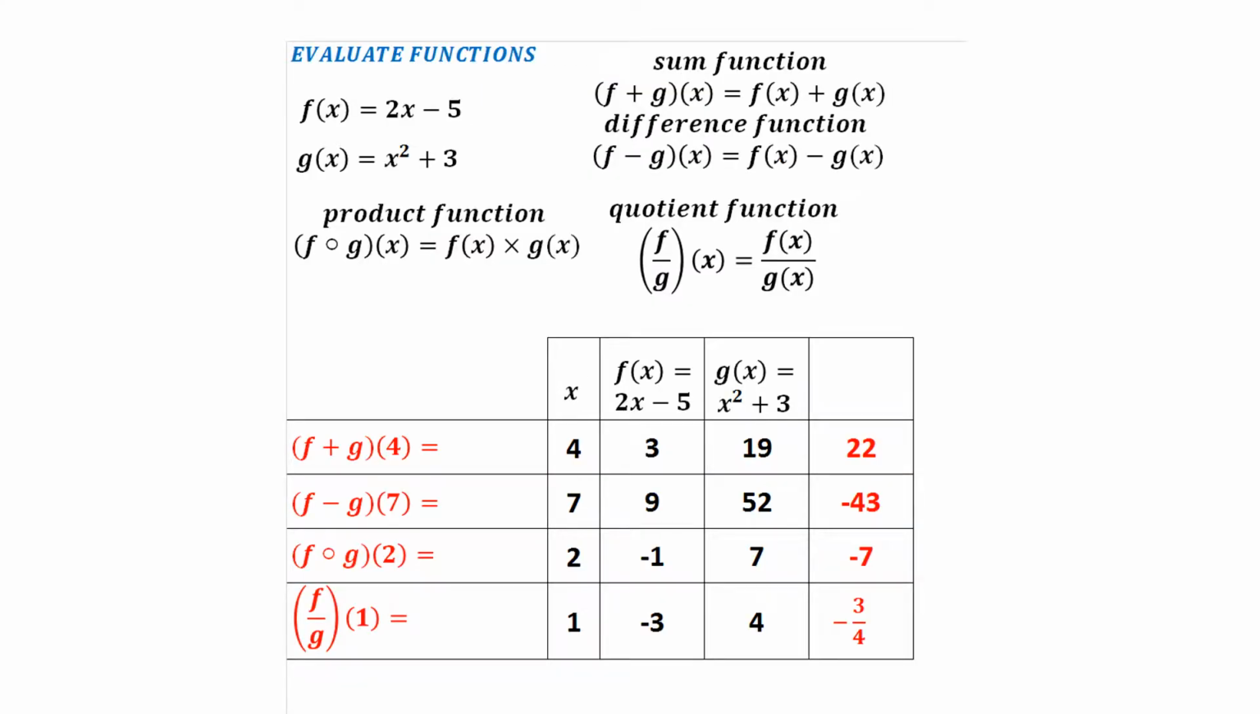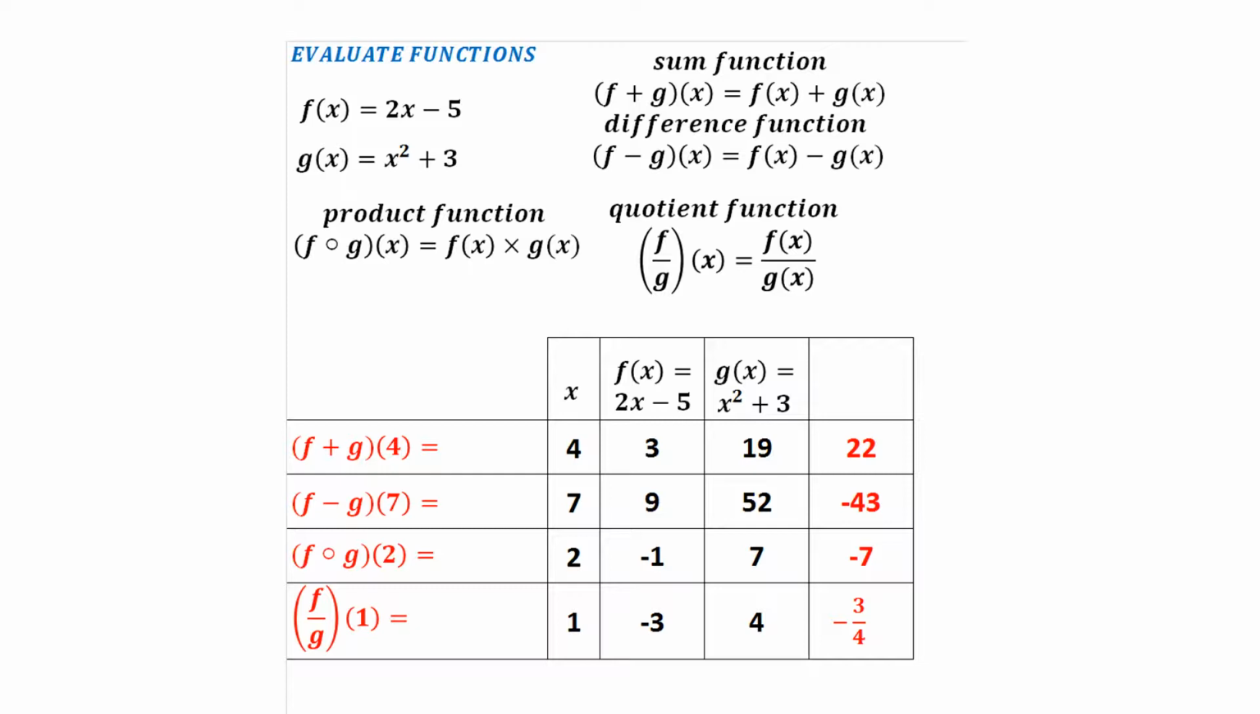Evaluate functions. We start with two functions, f and g, and we define 4 new functions, and it's relatively simple. The sum function, we see on the right, f plus g of x, is defined to be f of x plus g of x. That's the value at x. The difference function, f minus g of x, is defined to be f of x minus g of x. The product function, you see f circle g, that's like a high-tech times of x. That's defined to be f of x times g of x. And the quotient function, f over g of x, is defined to be f of x over g of x.